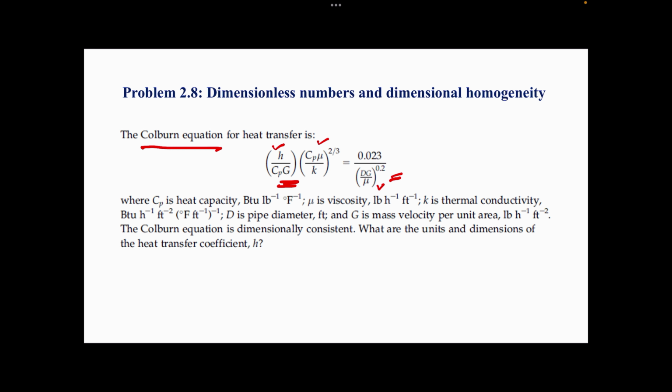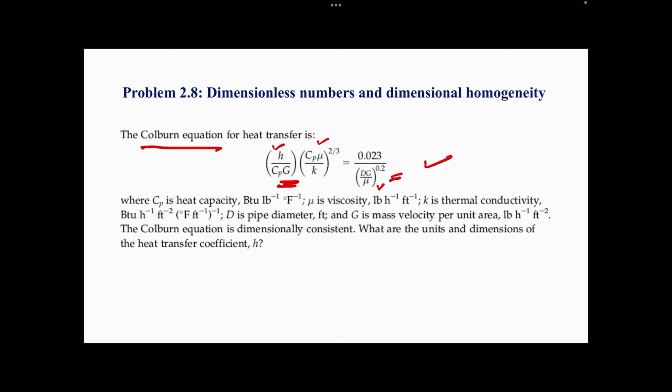In this question, the Colburn equation for heat transfer is given, where Cp is the heat capacity, the unit is BTU per lb degree Fahrenheit, mu is the viscosity, that is pounds per hour foot, and K is the thermal conductivity, the unit is BTU per hour foot square, degree Fahrenheit per foot, and D is the pipe diameter in feet, and G is the mass velocity per unit area, that is pounds per hour foot square. The Colburn equation is dimensionally consistent, meaning the right hand side units are equal to the left hand side units. What are the units and dimensions of the heat transfer coefficient h?